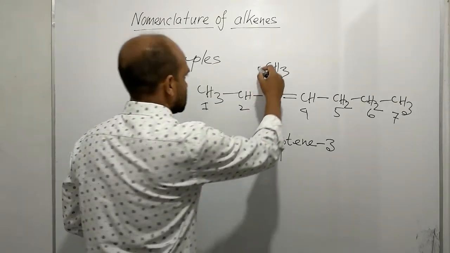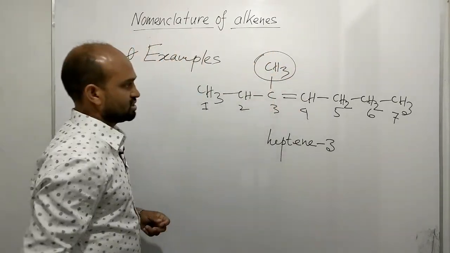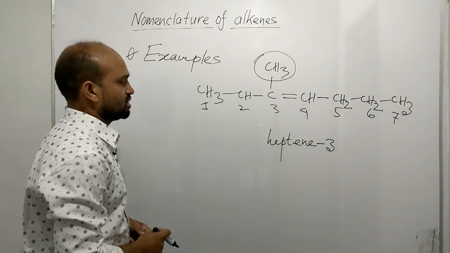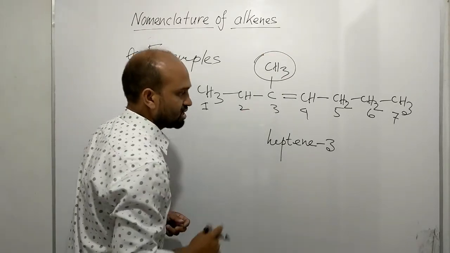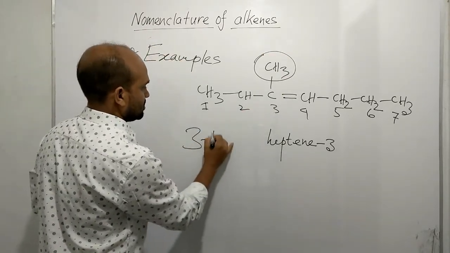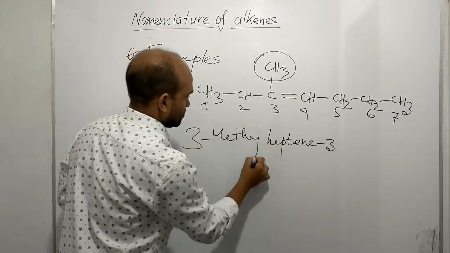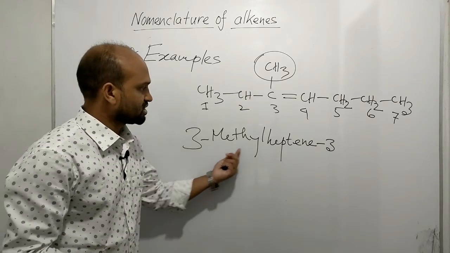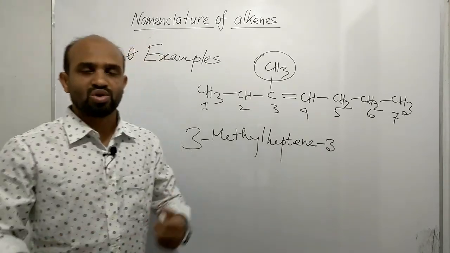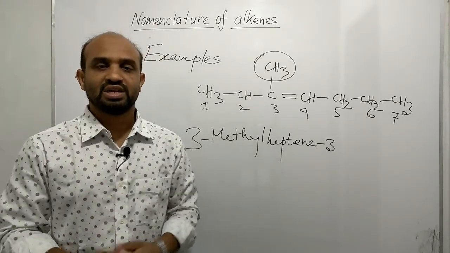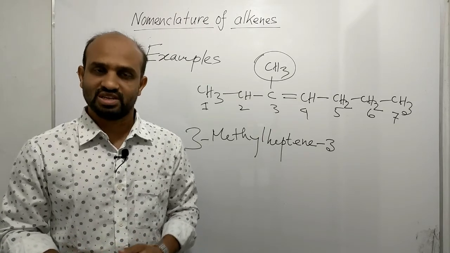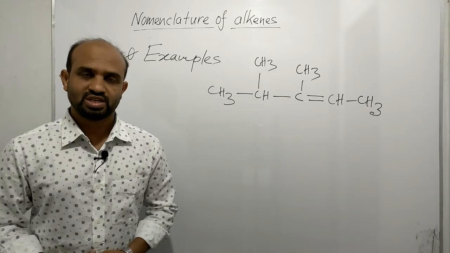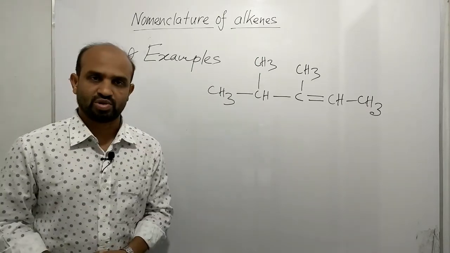Now the matter of substituent. Here at carbon 3 the substituent is methyl group. Now we can write 3-methyl-heptene 3, or we can write 3-methyl-3-heptene, or we can write 3-methyl-hept-3-ene. Let's see another example. Now we will see the name of this compound.